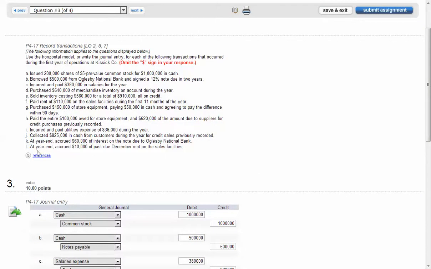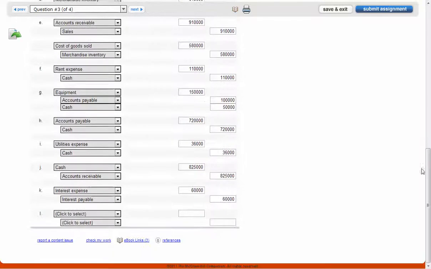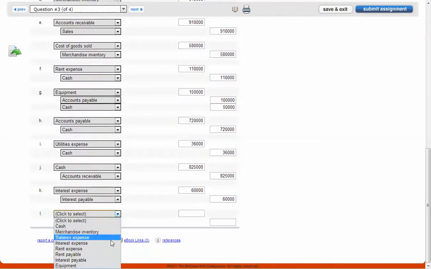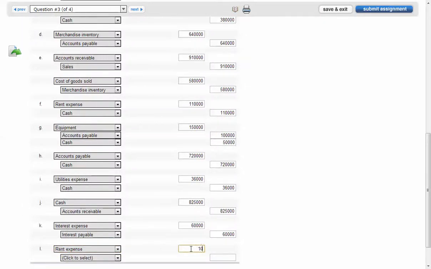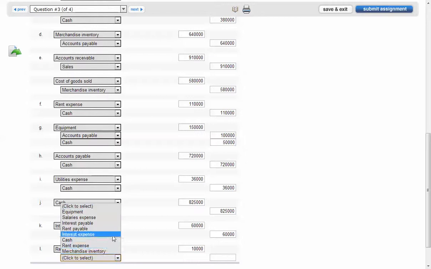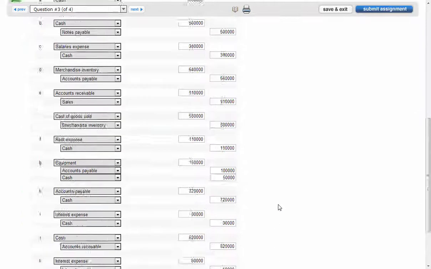And then L, at year end, accrued $10,000 of past due December rent on the sales facilities. Okay, so means we need to go ahead and record the rent expense. That was for $10,000. And we credit, in this case, our rent payable because we've incurred it, but we haven't yet paid it. We need to make sure we show that we still owe that money, that $10,000.